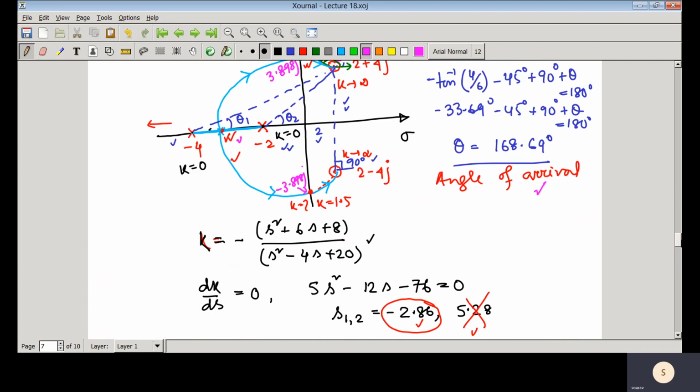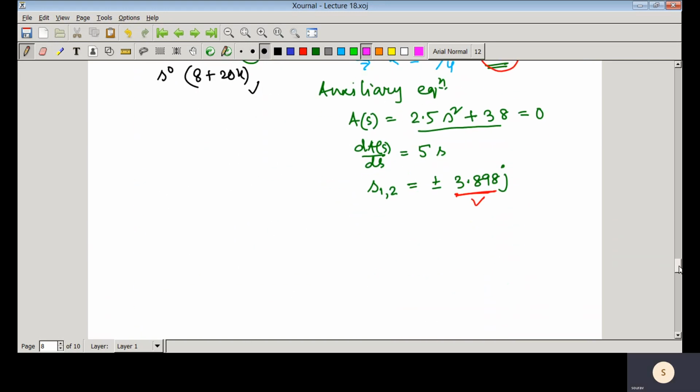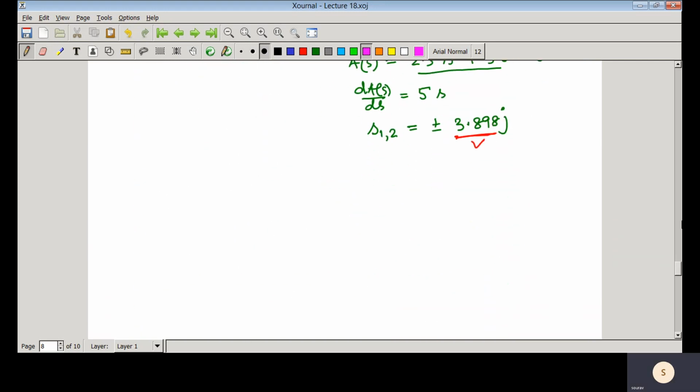So let us discuss one more concept used in root locus, that is called root sensitivity. This concept is also very important, that is root sensitivity. This is also known as pole sensitivity.